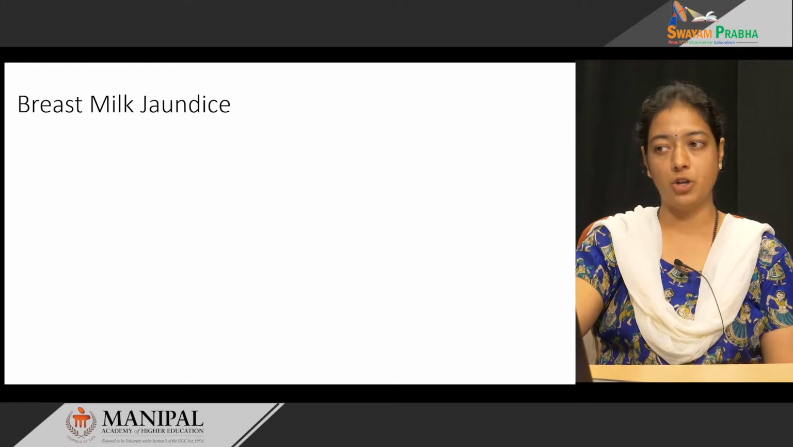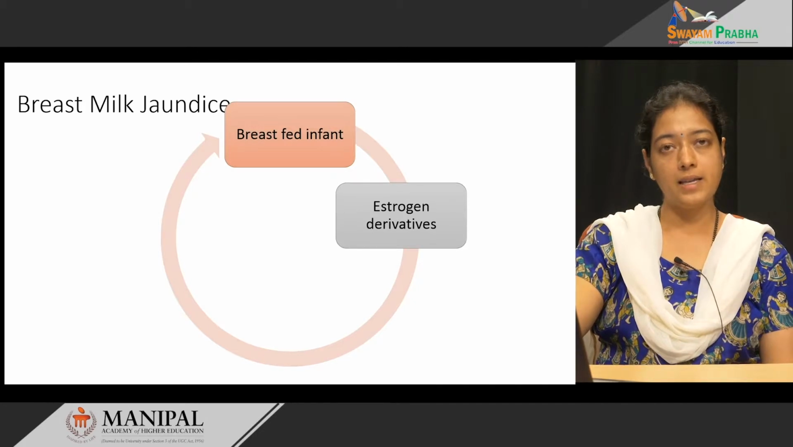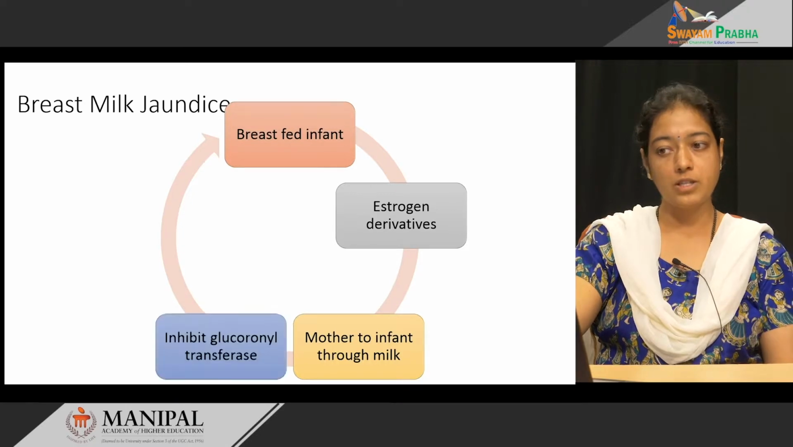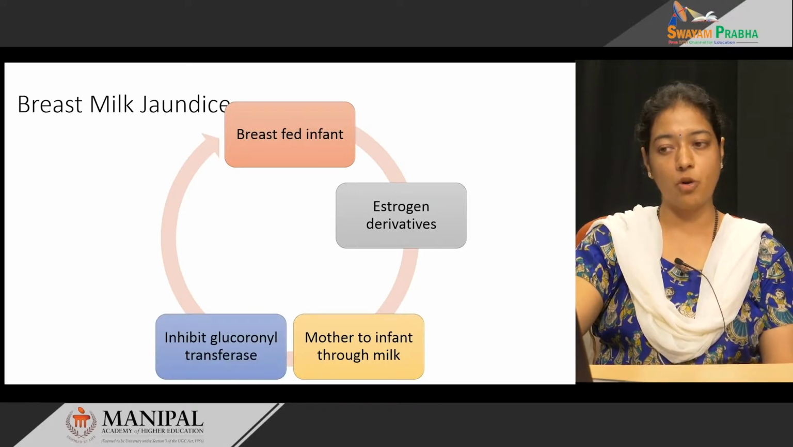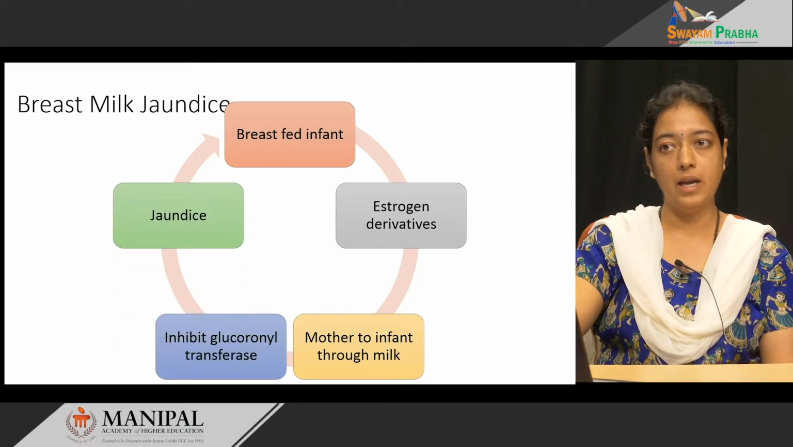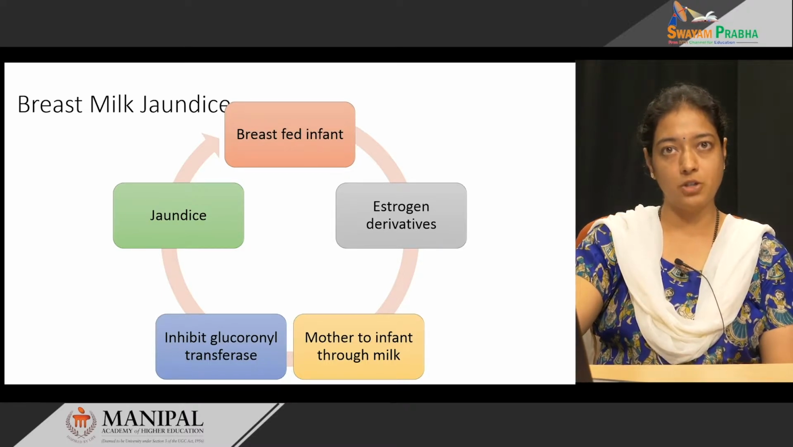Coming to breast milk jaundice. So, infants who are breastfed, what happens? The mother has the hormone estrogen. These estrogen and its derivatives can go to the infant when they are breastfed. So, there is transfer of these estrogen derivatives from the mother to the infant through the milk. These estrogen derivatives inhibit the glucuronidase, which inhibits the conjugation of bilirubin, leading to increased level of total bilirubin, thereby leading to jaundice. This is breast milk jaundice.